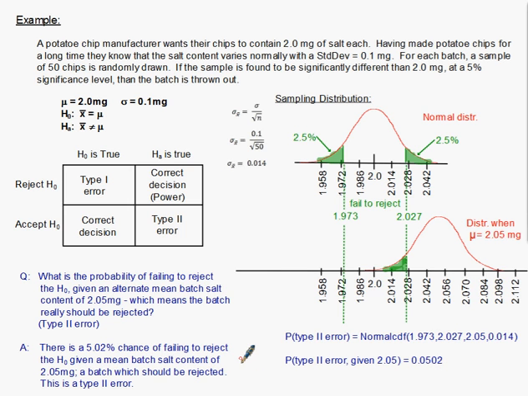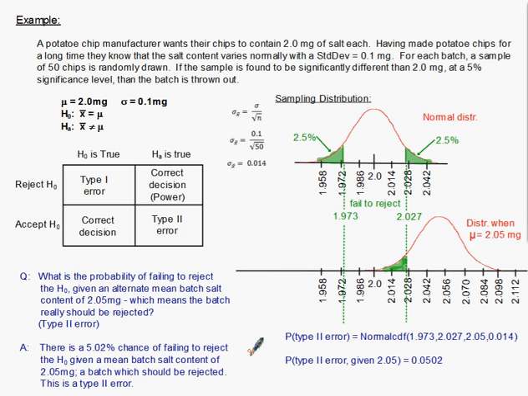All right, so in answering the question, there's a 5.02% chance of failing to reject the null hypothesis given a mean batch salt content of 2.05 milligrams, a batch which should be rejected. This is a type 2 error. When you're answering these kinds of questions, identify the type of error it is. That's going to be important. That's part of really good communication.